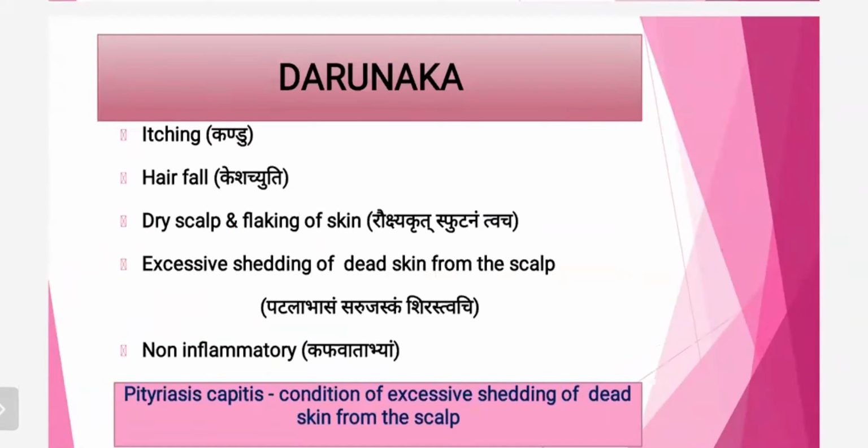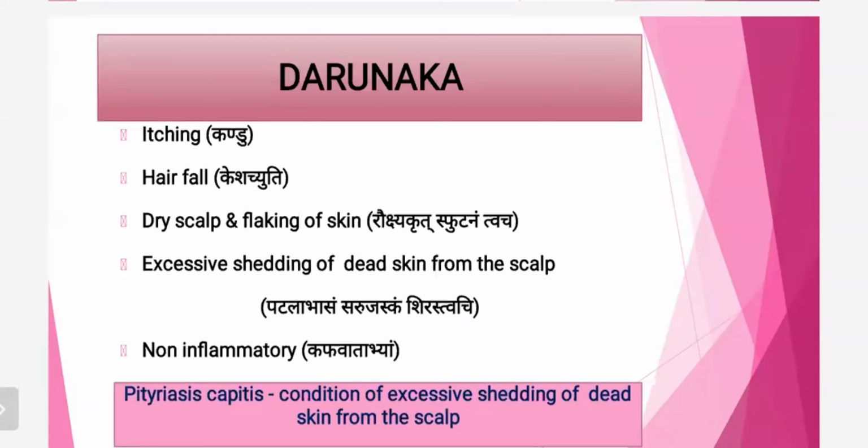Next disease is the Darunaka. It is one of the most commonly presenting diseases in the OPD. And the Acharya mentioned Kandu, Kesha Chyuti, Swapa, Raukshya, Sphutanam, Twacha Susukshma Kapha Vatabhyam Vidyat Darunakam. So Darunaka means it has Kandu, severe itching. Then Kesha Chyuti, that means hair fall, and Raukshya, Sphutanam Twacha, that means dry scalp and flaking of skin.